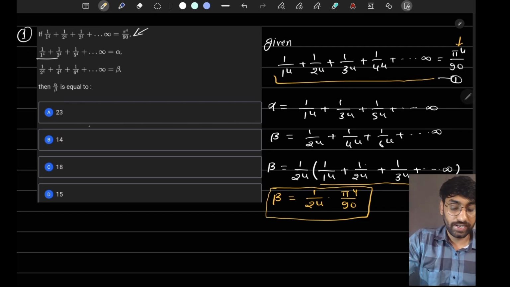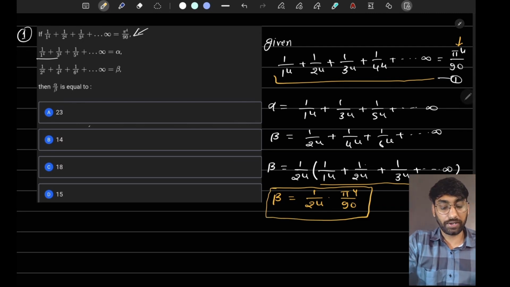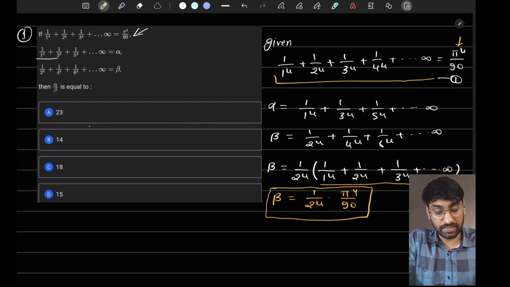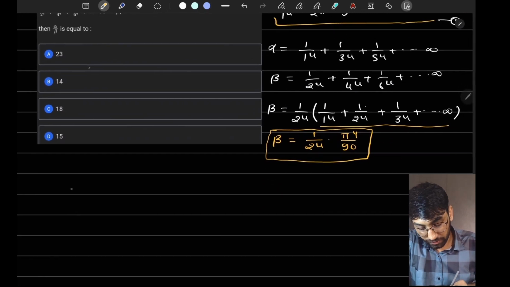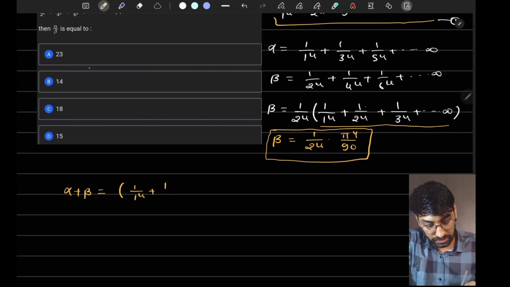Now what do I need to find? I just need to find the alpha value. For that, just observe. If I add alpha and beta together, what will happen? So let's do it. So alpha plus beta is what? Alpha value is nothing but 1 upon 1 power 4 plus 1 upon 3 power 4 plus 1 upon 5 power 4 and so on till infinity.